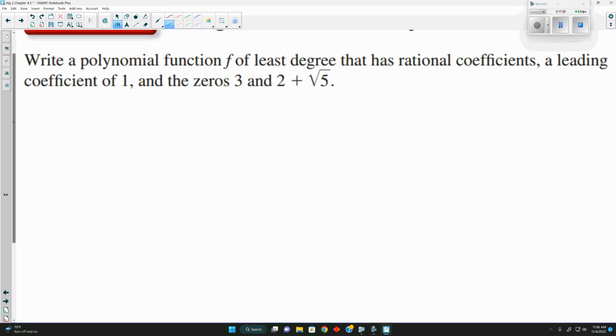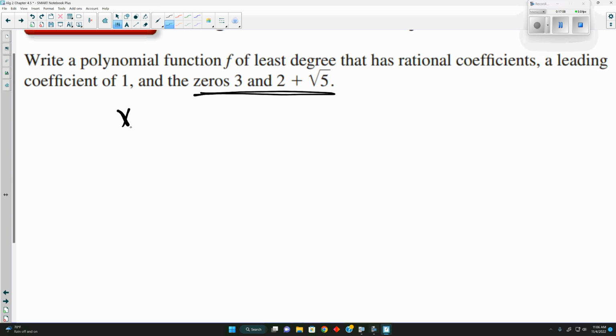So this here is our next problem. Now it does have a good bit at the start. Write a polynomial function f of least degree that has rational coefficients and a leading coefficient of 1. I'll explain that more in detail once we get towards the end. But the main thing we want to focus on is that the zeros of this function are 3 and 2 plus the square root of 5. These here are our 2 solutions.